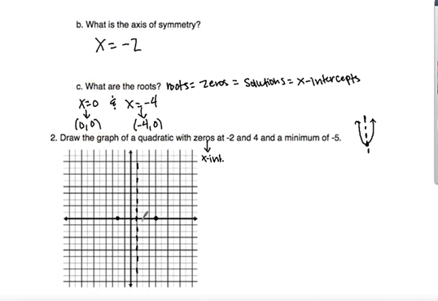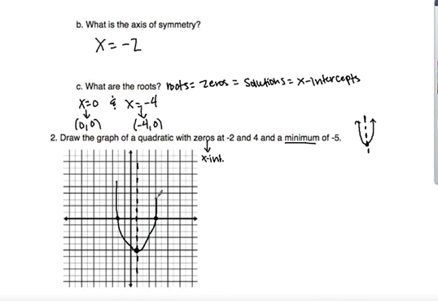So I'm going to go on that axis of symmetry, and I'm going to go down 5 places from the x-axis. So 1, 2, 3, 4, 5. And that puts my vertex right there. Now my problem tells me it's a minimum, which tells us again that my parabola must open up. So now I can use my 2 roots and my vertex and connect them all, and I'm going to get a parabola that's going to look something like this.